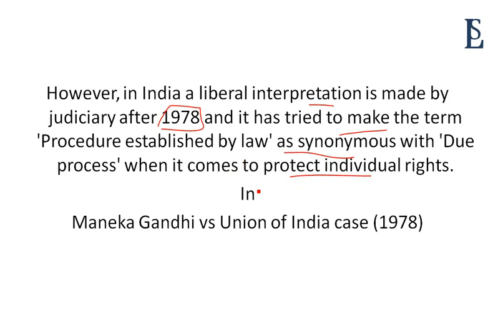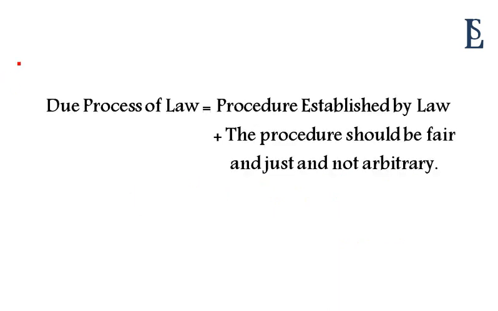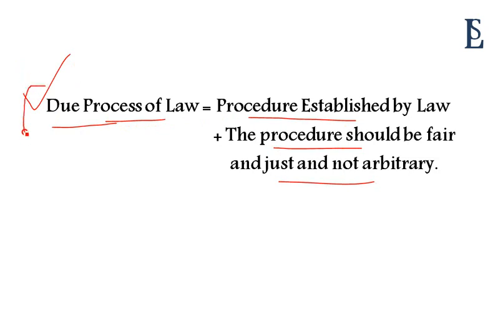Okay, so you can see in Maneka Gandhi versus the Union of India case, 1978, the Supreme Court interpreted the due process of law. Okay, so finally we came up with the final definition. As you know, due process of law is a wider concept. So due process of law can be written as procedure established by law plus the procedures should be fair and just and not arbitrary. So this is all about due process of law. So obviously due process of law is a much wider and bigger concept, and it provides justice to everyone.